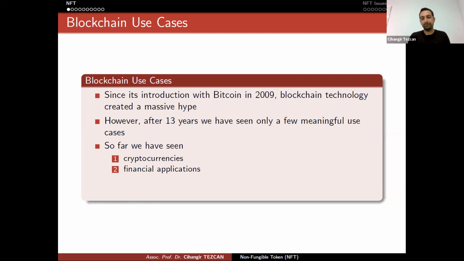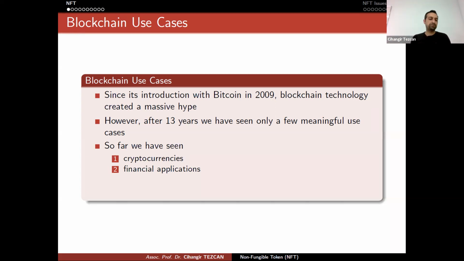So in our lecture, in our course, so far we have seen cryptocurrencies. We talked about Bitcoin and a lot of alternative cryptocurrencies. We also talked about financial applications like Stellar and so on. But other than that, we haven't seen any application yet, right? So people are wondering, is blockchain useful for something else? So NFT is another example. This is why we are going to talk about NFT today.